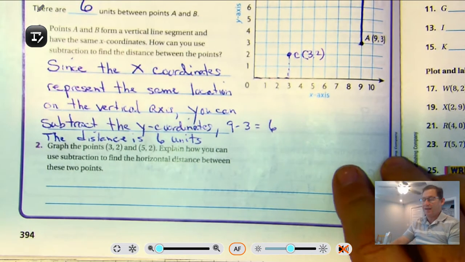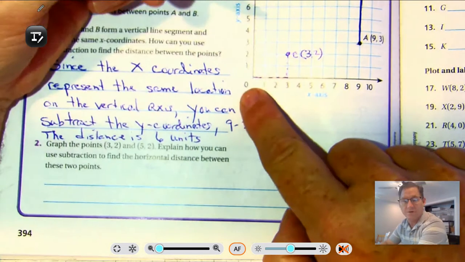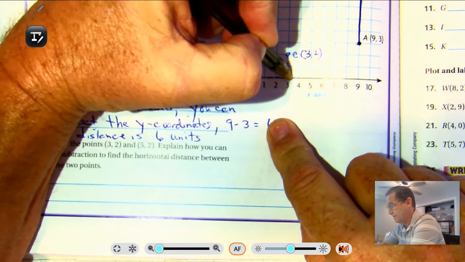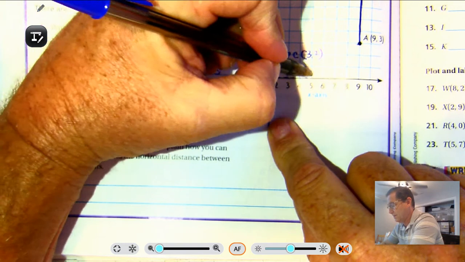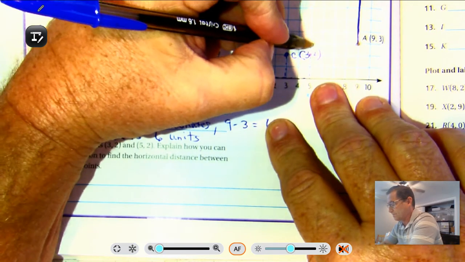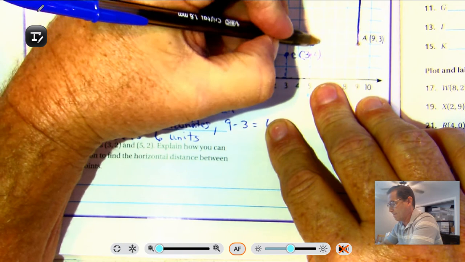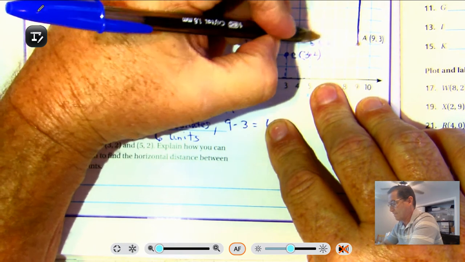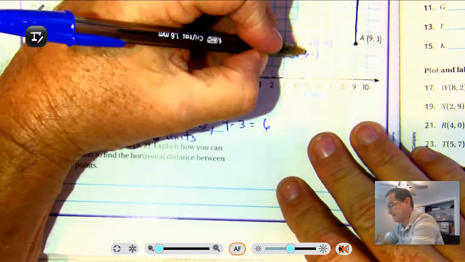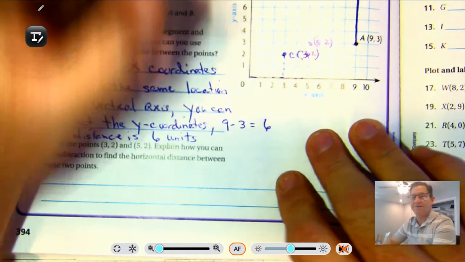And then we're going to go from the origin, go over 5 and up 2. So point C is 3, 2, and point D is 5, 2.